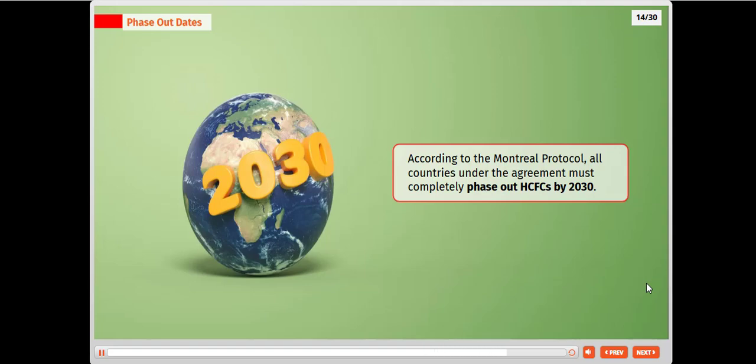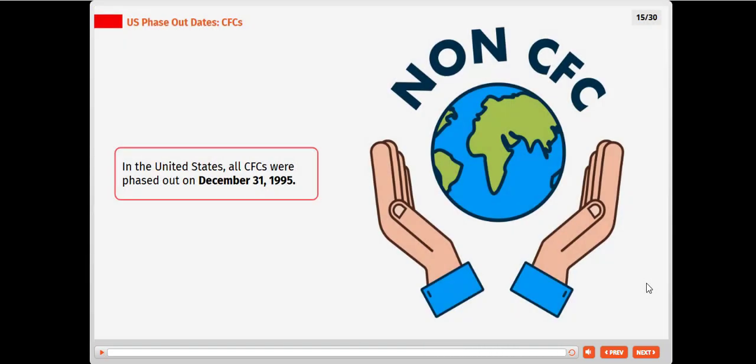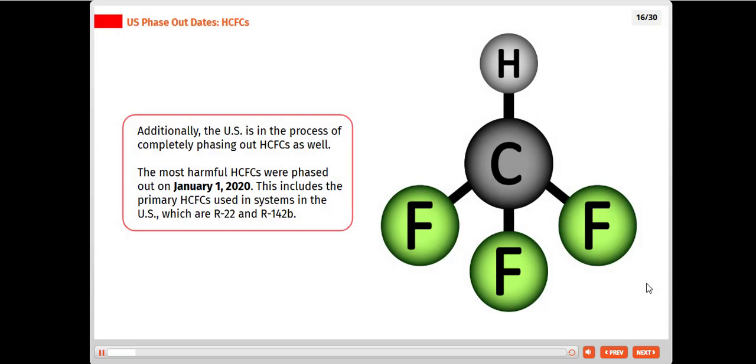In the United States, all CFCs were phased out on December 31, 1995. Additionally, the U.S. is in the process of completely phasing out HCFCs as well. The most harmful HCFCs were phased out on January 1, 2020. This includes the primary HCFCs used in systems in the U.S., which are R22 and R142B.